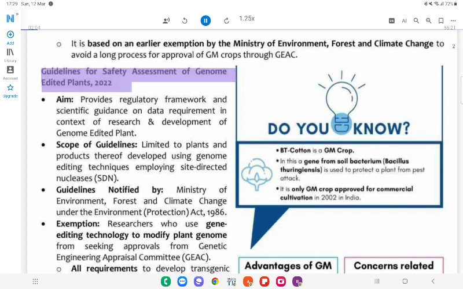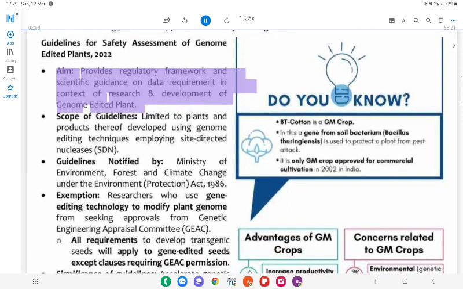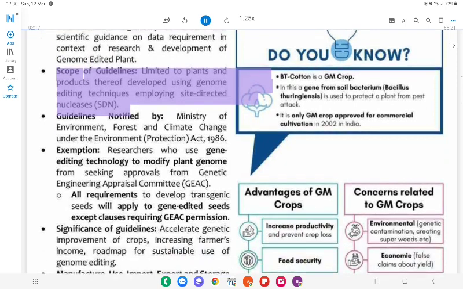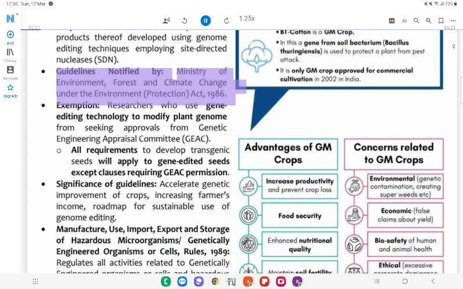Guidelines for Safety Assessment of Genome-Edited Plants 2022 provide a regulatory framework and scientific guidance on data requirements in the context of research and development of genome-edited plants. The scope of the guidelines is limited to plants and products thereof developed using genome-editing techniques employing site-directed nucleases, SDN. Guidelines notified by the Ministry of Environment, Forest and Climate Change under the Environment Protection Act 1986.